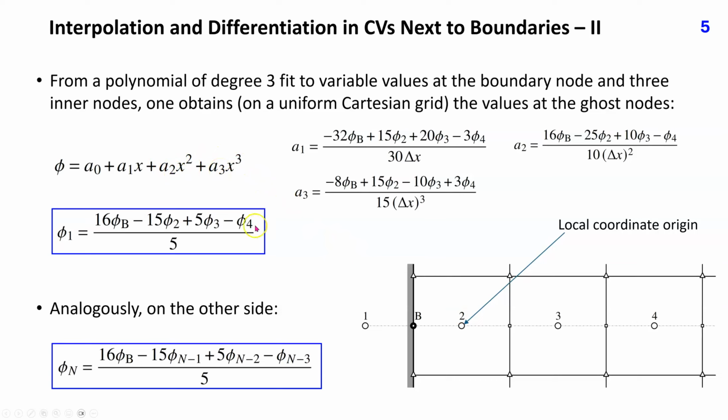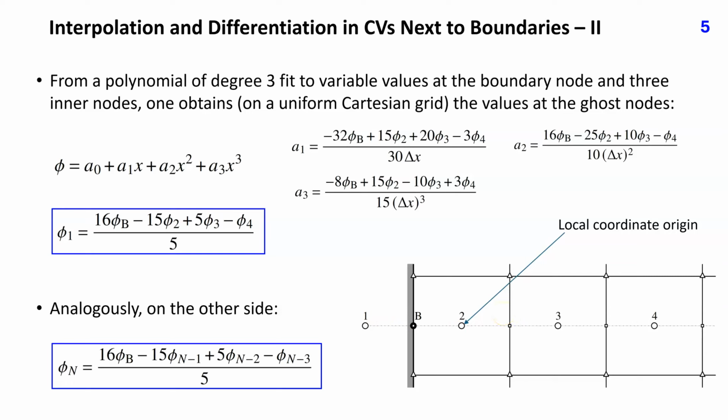This expression is obtained at the west boundary, and an analogous expression is obtained on the east side. With variable values at ghost nodes computed in this way, standard expressions for cell face values and derivatives at the first cell face parallel to the boundary, as shown in this figure, can be used.